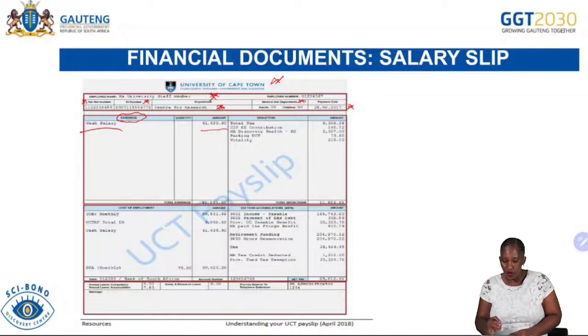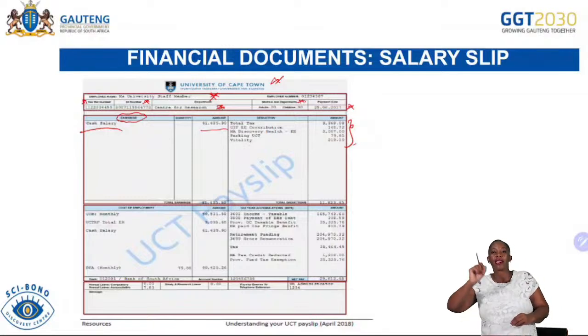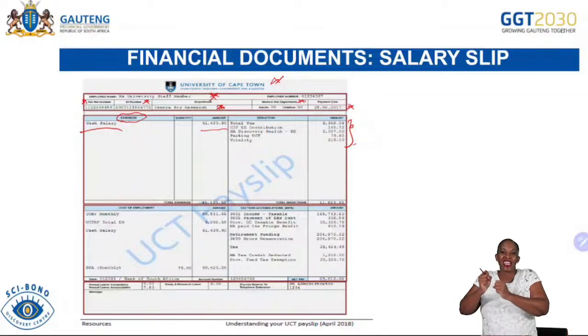And then now comes to deductions. These are the deductions taking place in her account or in his account. They're paying tax, UIF, MA, Discovery Medical, and then for the parking, and also for the parking at the UCT Vitality. So those are the deductions, the money taken out of the salary before they can deposit the balance, which is the net pay.